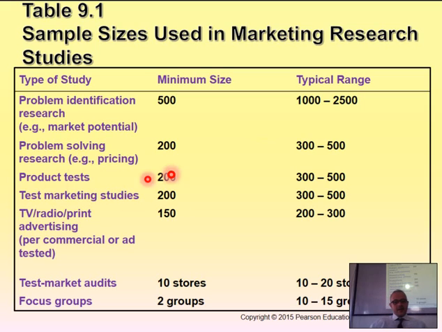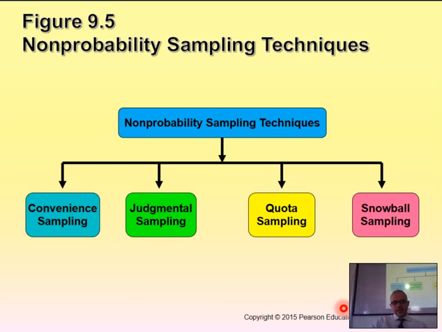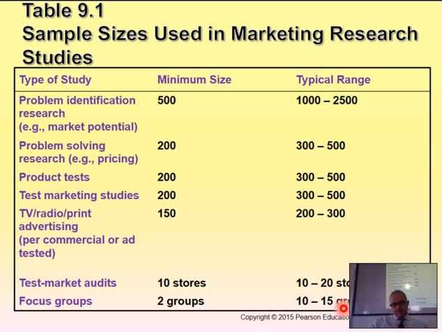That's the minimum. Test marketing audit. So here, if you go and check stores, maybe 10 to 20 stores, minimum 10. If you want to do a focus group, you need at least, let's see, minimum 2, the typical is 10 to 15 groups. Are you guys okay with these? These are general numbers. About the test market, maybe you have a new product, and instead of rolling it out to all supermarkets in the country, you just go with 10 stores and you see how it will work.